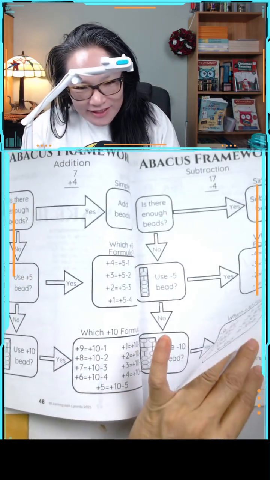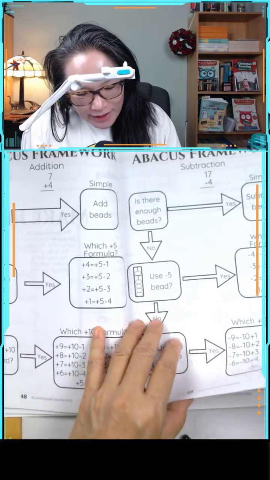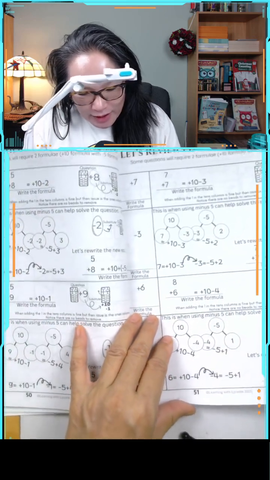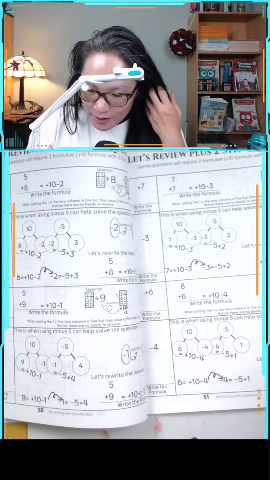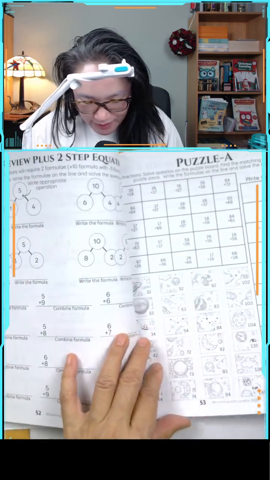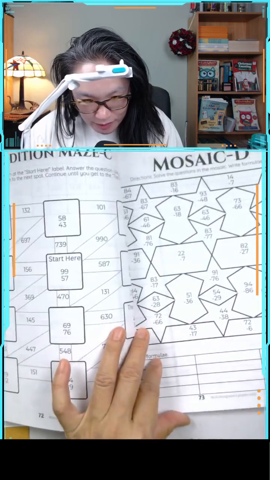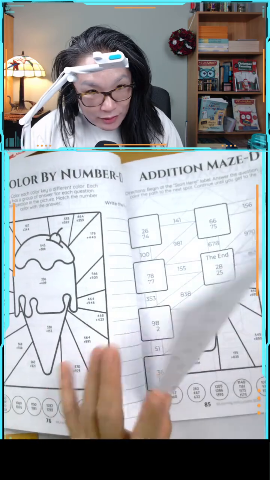So this is the workflow, and it will help you when you start doing what we call a multi-step. The 2-step equations in Abacus world, it's called a mixed formula. In mainstream, I would call it a multi-step equation. And I give you puzzles, I give you more activities, I give you mazes, and color by number. So these are all the things that you get to do in the book. And I do have answers in the back of the book.